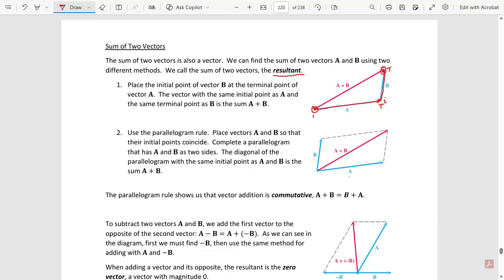Another method is the parallelogram rule. We use this rule when the two vectors start at the same initial point. If this is vector A and this is vector B, starting at the same initial point, then we can complete a parallelogram.